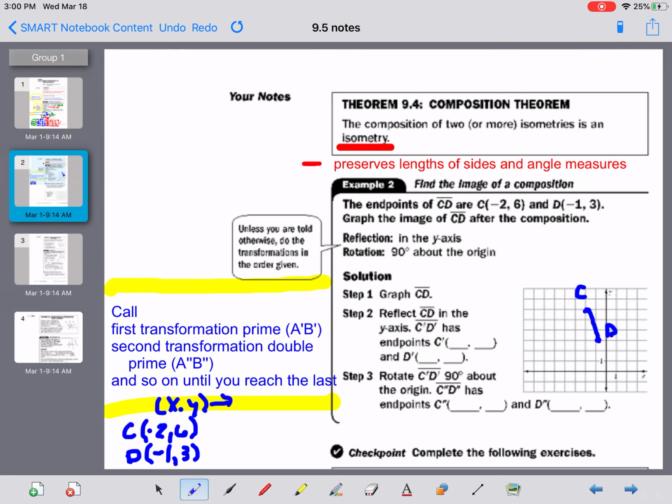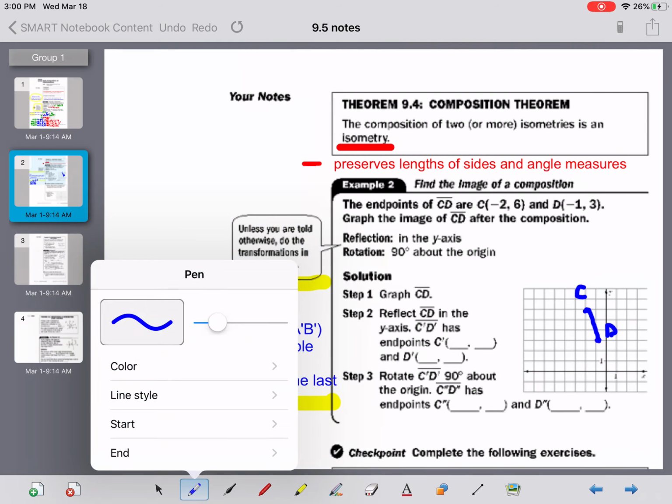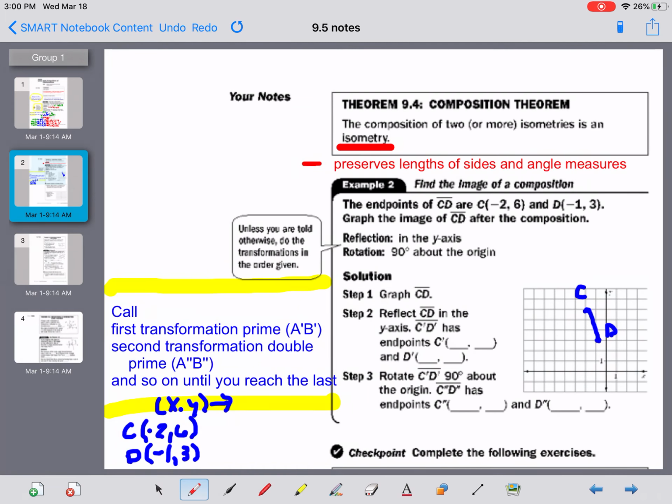And my first move, let me change my color, is going to reflect across the Y-axis right there. And again, this is a gold note for us. I go to my gold notes and it says across the Y-axis, I'm going to change the X to negative and my Y is going to stay the same. So that's what I'm going to come down here and do with my values.